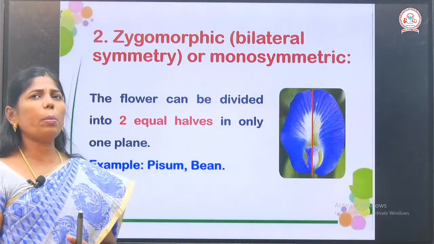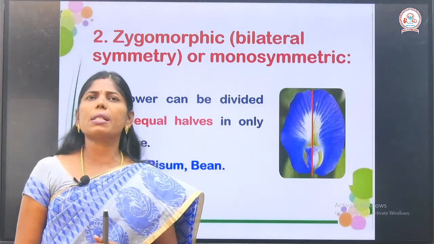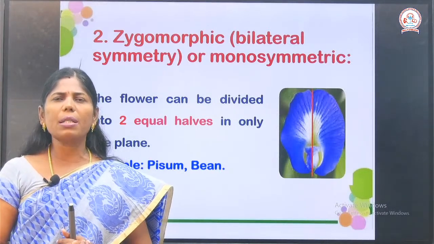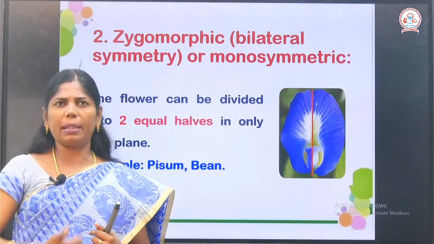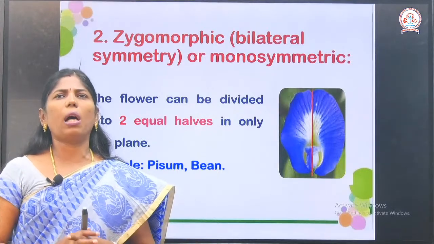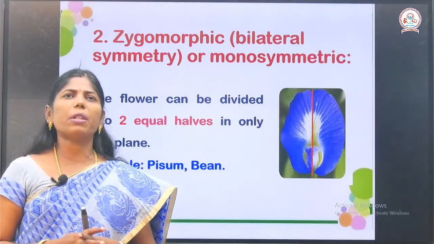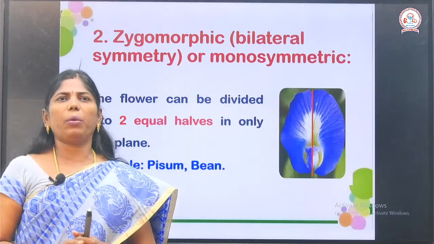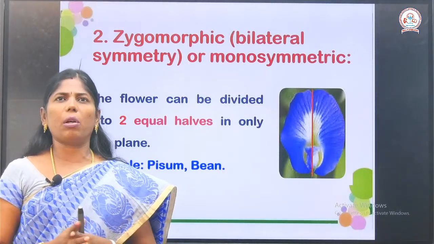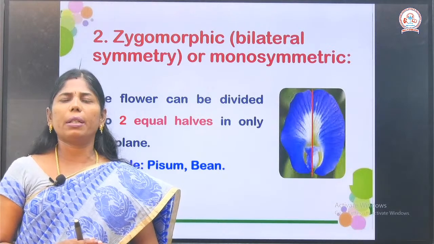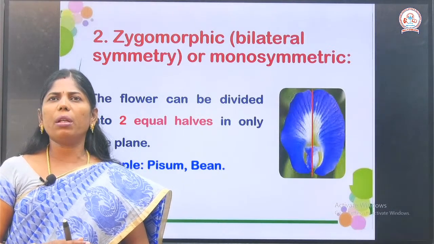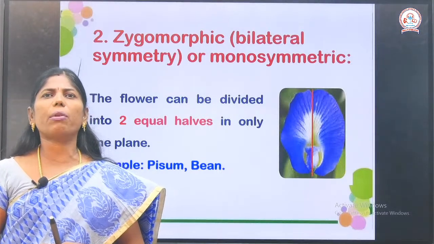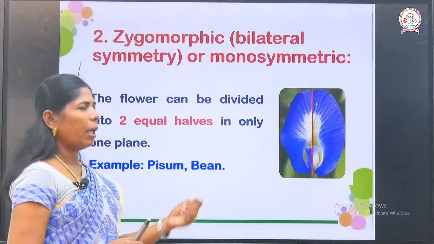Next one is zygomorphic. We ourselves are an example for zygomorphic. We can divide the human body into two equal halves through only one plane. If you cut like that, we can divide it into two equal halves. Like that, some plants can be divided into two equal halves through one plane only. Otherwise we cannot get equal halves. So that is zygomorphic. It is otherwise called bilateral symmetry or monosymmetry, because only one plane can be used. Examples: pisum and beans.